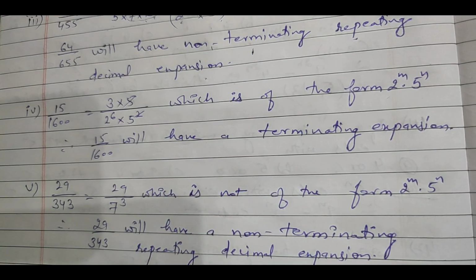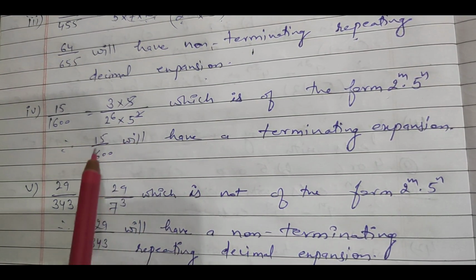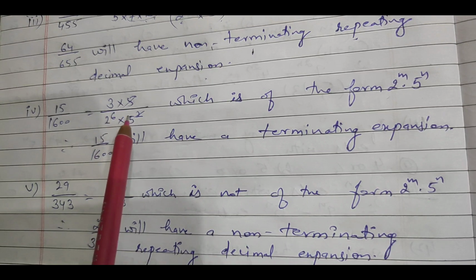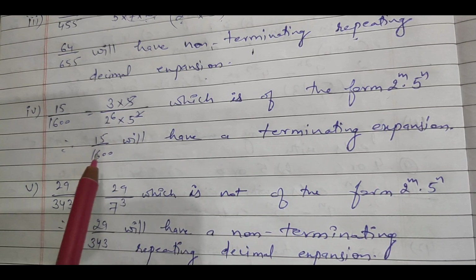No other factor is there, or 3 or 17 or 7. So I can do it both ways. Whether I factorize this numerator or don't factorize, it's up to me. Okay. So this will have a terminating expansion.